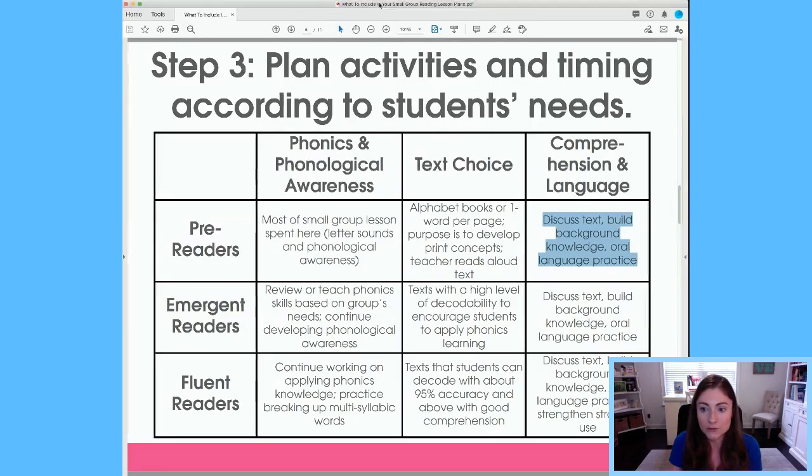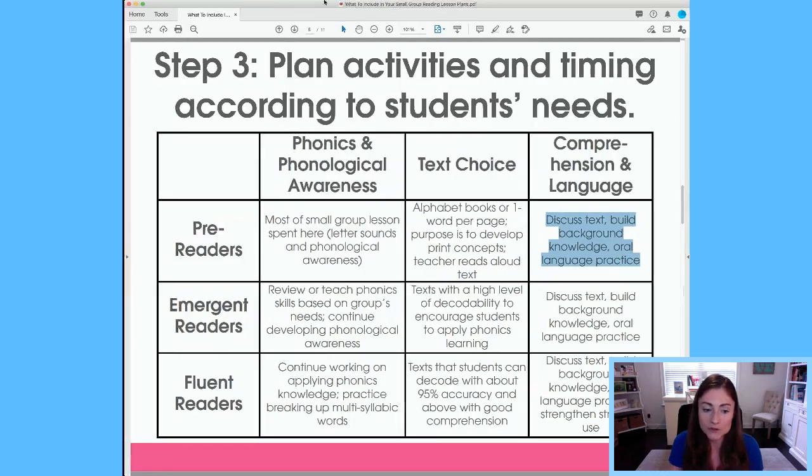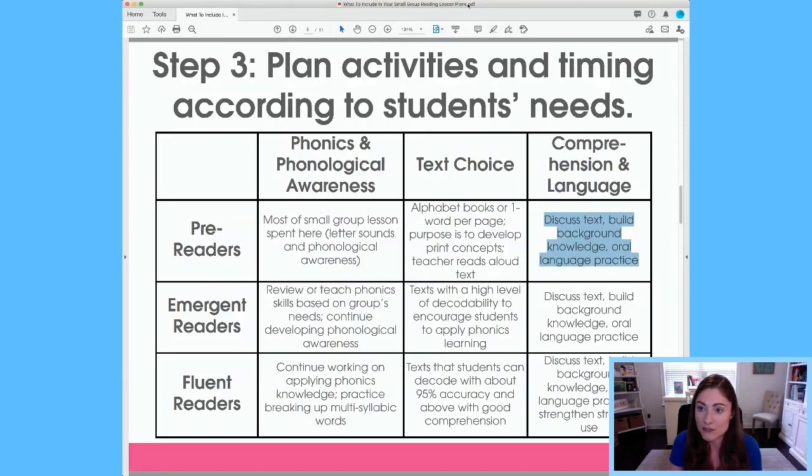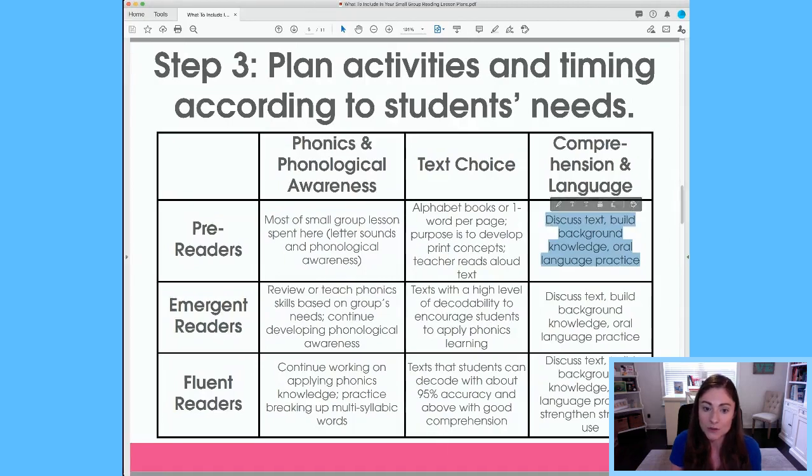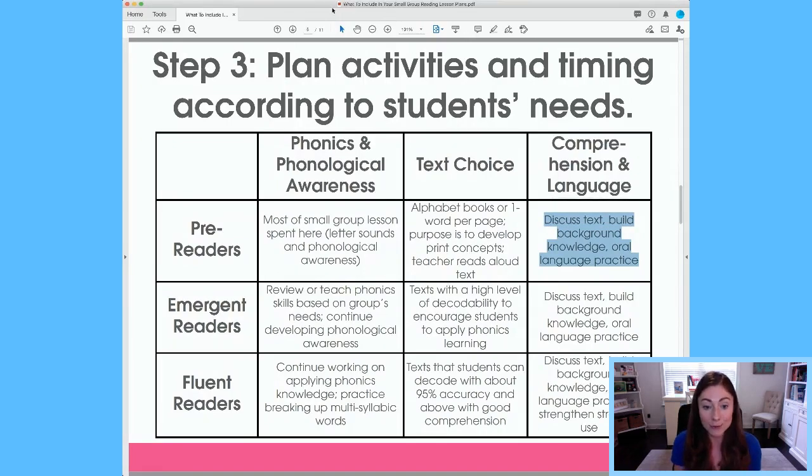So we also have to be working on strengthening comprehension skills, but at the pre-reader stage, all that looks like is listening comprehension. So the kids are listening to the text, they are discussing it with you, they're learning new words. So yes, this stuff is important, and I typically do spend a lot of my lesson here, but there's also got to be some language development going on, because when the kids can read for themselves, we want those language skills to be strong so that they can also comprehend.